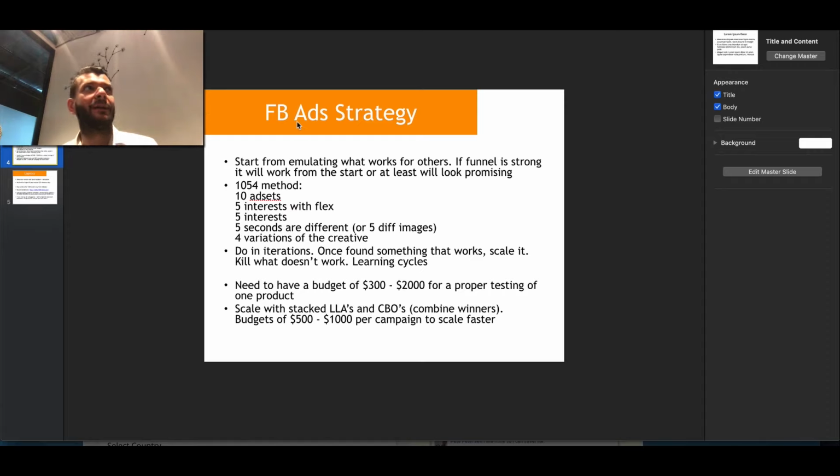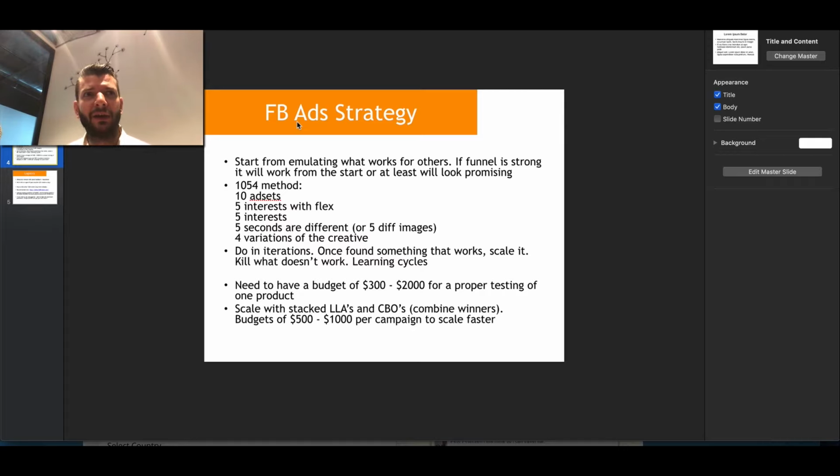A lot of people focus on testing different products, just throwing spaghetti at the wall and seeing what sticks. But in my experience, it's a more time-consuming and wasteful method. I found that if you do your research properly, if you go after products that are selling, and then reverse engineer and have a strong funnel, then you don't need to test so many products.